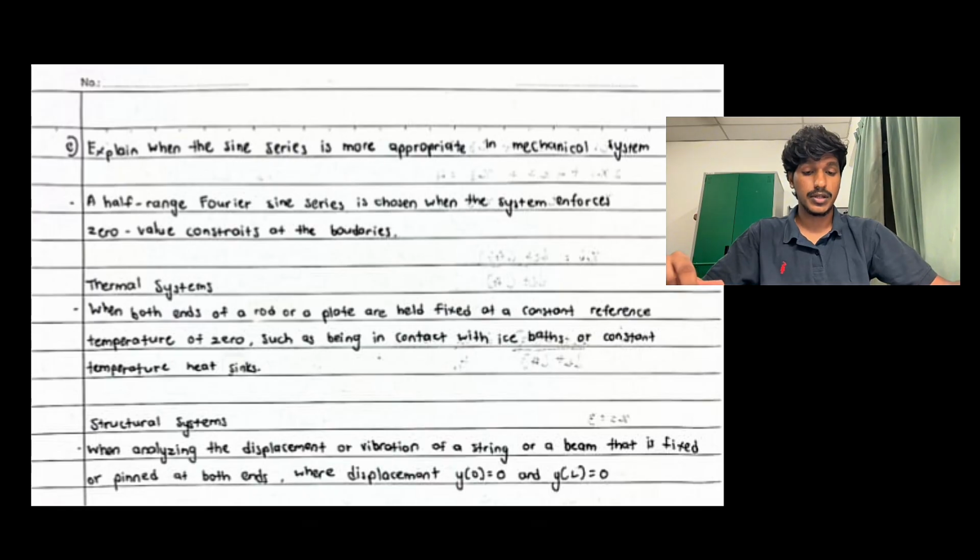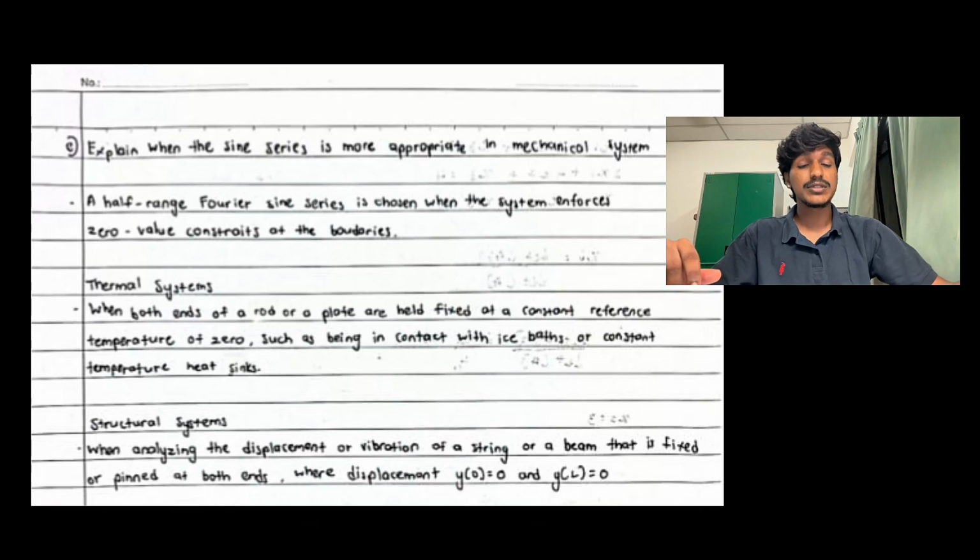Let's go for question E. Explain when the sine series is more appropriate in a mechanical system. A half-range Fourier sine series is chosen when the system enforces zero-value constraints at the boundaries. Thermal system: when both ends of a rod or plate are held fixed at a constant reference temperature of 0, such as being in contact with ice baths and constant temperature heat sinks. Structural system: when analyzing the displacement or vibration of a string or a beam that is fixed or pinned at both ends.